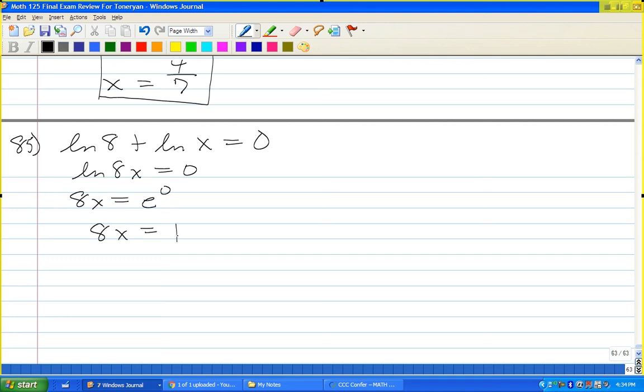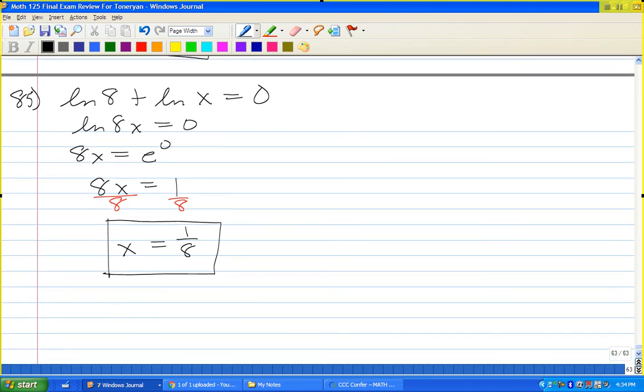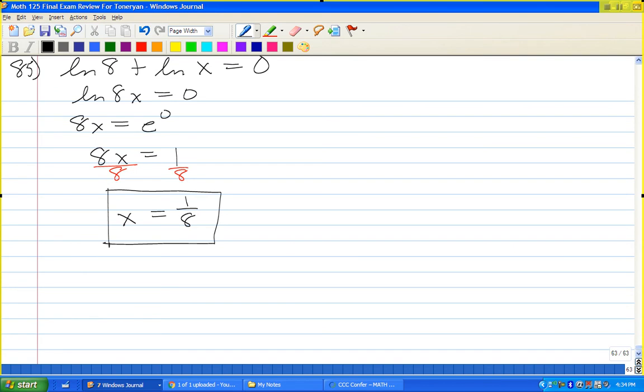e to the 0 is 1. Divide both sides of my equation by 8. So x is equal to 1 over 8. Well, 8 is positive, so I can take the log of 8. 1/8 is positive, so I can take the natural logarithm of 1 over 8. And so x is equal to 1 over 8. Let me do problem number 86.